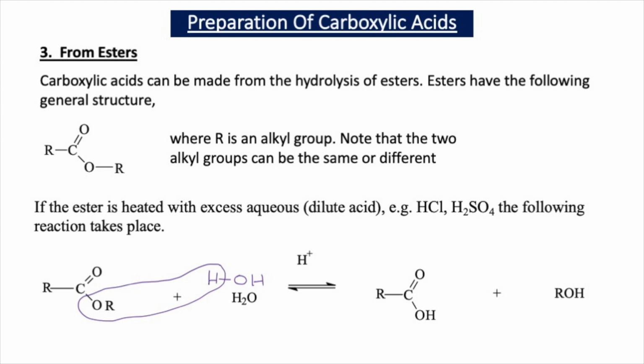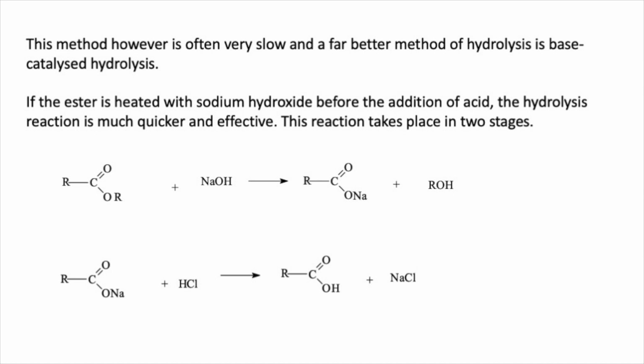Now, acid catalyzed hydrolysis is slow and reversible, so the better way of carrying out a hydrolysis of an ester is to use base catalyzed hydrolysis. Now, in base catalyzed hydrolysis of an ester, you heat the ester with dilute sodium hydroxide and you form the salt of the carboxylic acid. And on cooling, you add aqueous dilute acid, for example hydrochloric acid or sulfuric acid, and you form the carboxylic acid. Now, even though this is 2 steps, it's actually quicker and more effective than acid catalyzed hydrolysis.